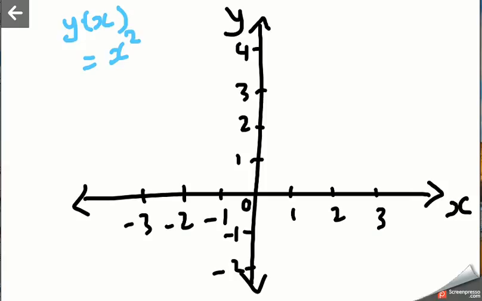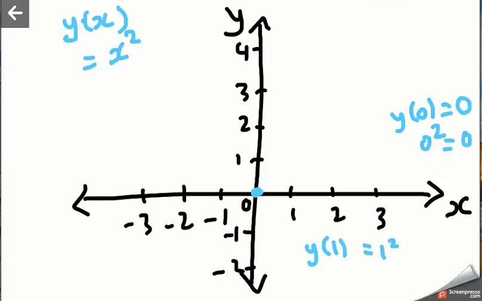Clearly, y of 0 is equal to 0 because 0 squared is equal to 0. So y of 0 is equal to 0, and that means we're going to be putting the point 0, 0 on our graph. How about y of 1? Y of 1 equals 1 squared equals 1. Okay, so that's our point there. So far, it looks like it might be a line. But then we take y of 2. Y of 2 is equal to 2 squared, and 2 squared is 2 times 2, which is 4. So y of 2 is actually equal to 4 all the way up here.